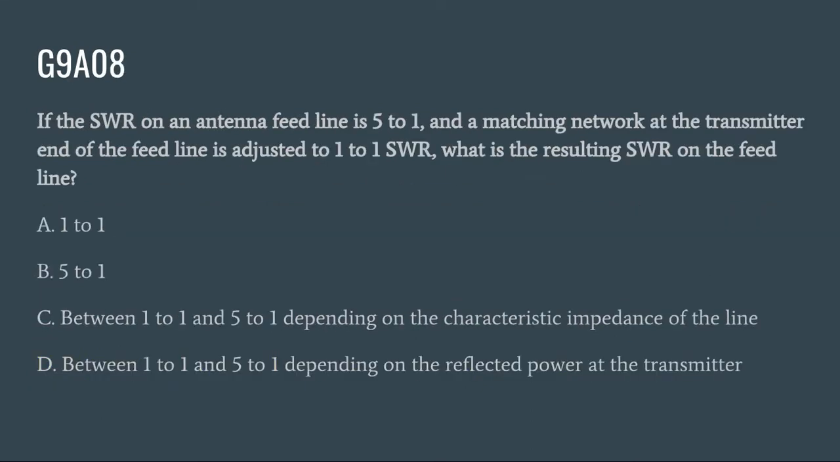G9A08. If the SWR on an antenna feed line is 5:1 and a matching network at the transmitter end of the feed line is adjusted to 1:1 SWR, what is the resulting SWR on the feed line? A. 1 to 1, B. 5 to 1, C. between 1 to 1 and 5 to 1 depending on characteristic impedance of the line, or D. between 1 to 1 and 5 to 1 depending on the reflected power at the transmitter. Correct answer here is B. 5 to 1.